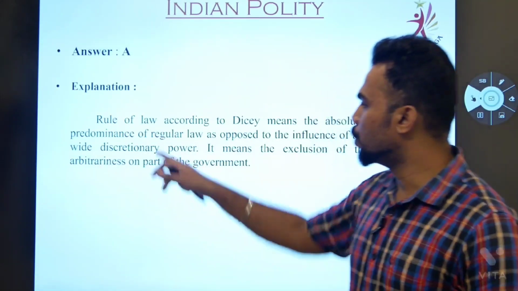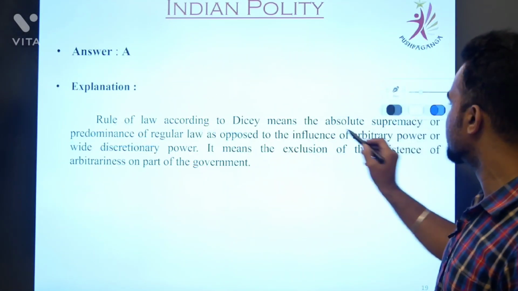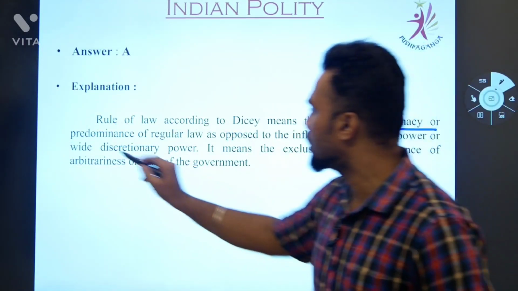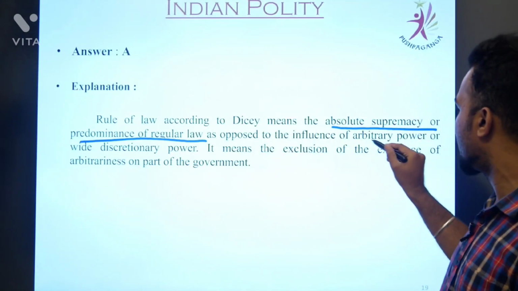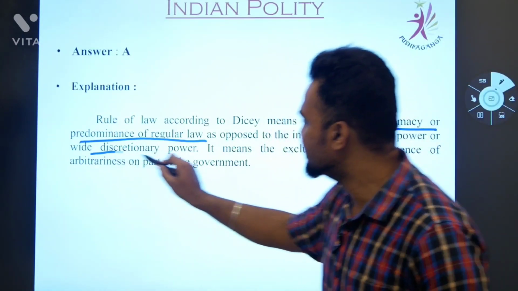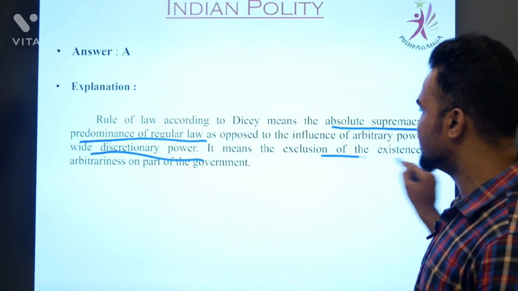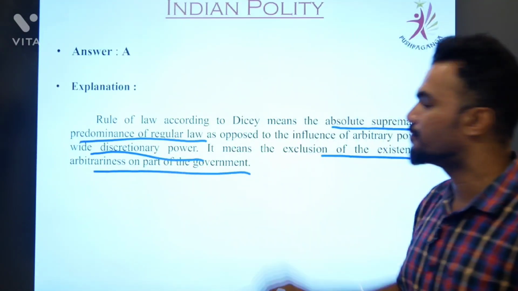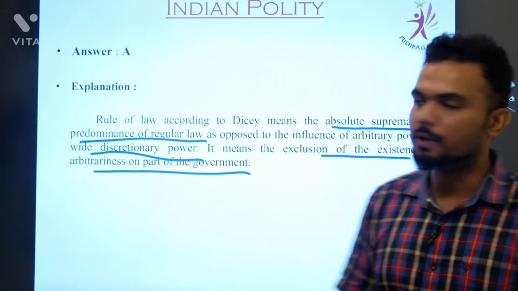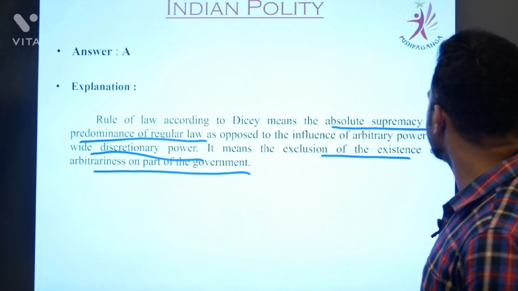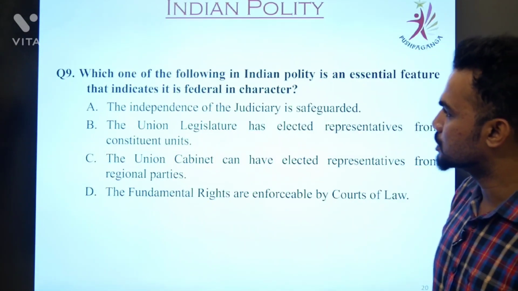Answer A, rule of law according to Dicey. It means the absolute supremacy or predominance of regular law as opposed to the influence of arbitrary power, so wide discretionary power. So it means the exclusion of the existence of arbitrariness on the part of the government. It says that arbitrary power will not be there; it's an absence of that. So the answer for the previous question is A, Article 14. Now we'll go with the next question.